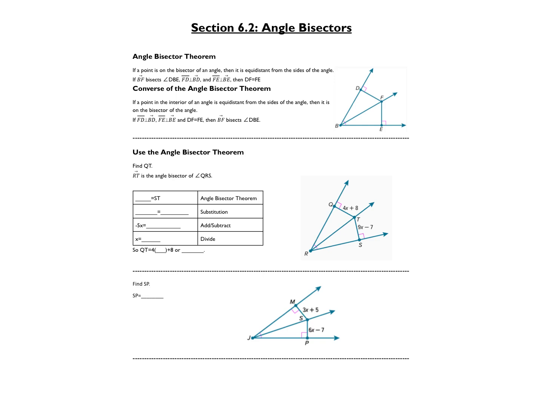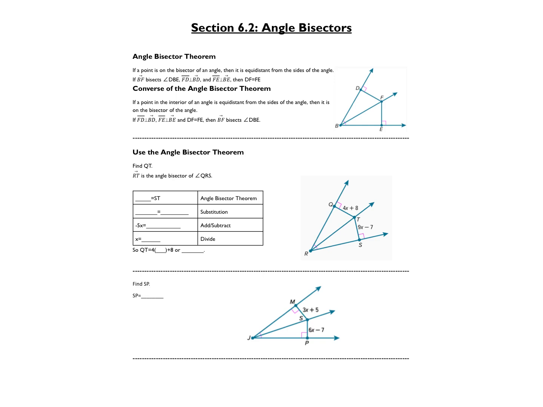Now the opposite of that is true as well, the converse of the angle bisector theorem. If we have a point in the interior of an angle that is equidistant from the sides of the angle, then it is on the bisector of the angle. So if segment FD is perpendicular to ray BD, segment FE is perpendicular to ray BE, and the lengths DF and FE are equal, then ray BF bisects angle DBE, and therefore angle DBF is congruent to angle EBF.